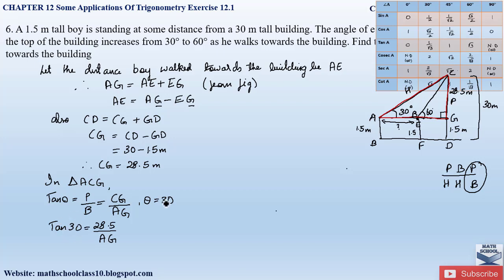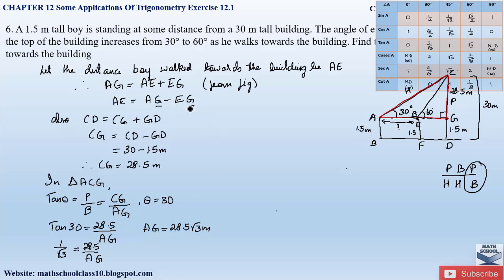What is tan 30 from a trigonometric table? Tan 30 from a trigonometric table is 1 by root 3. So 1 by root 3 is equal to 28.5 divided by AG. So AG into 1 will be, AG is equal to 28.5 into root 3 meter. So this is the value of AG.